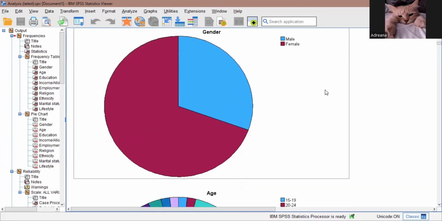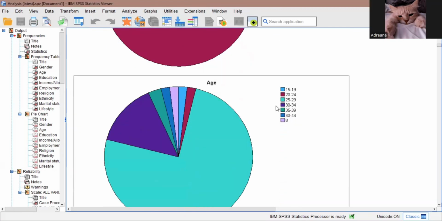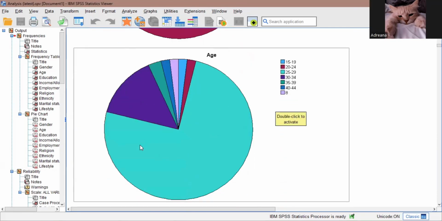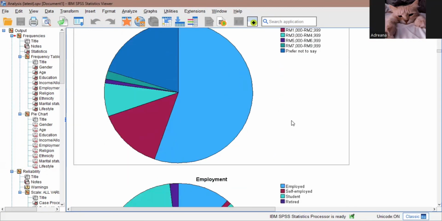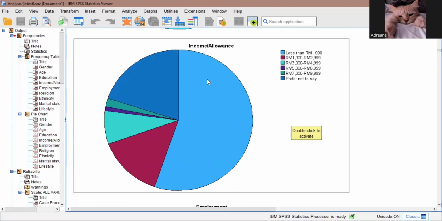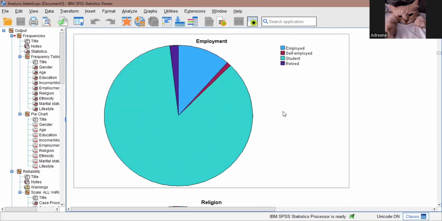And here is the pie chart for the respondent profile, which, as you can see, for gender, most of it is female, and then age, most of the respondents are between 25 to 29 years old. And then education, most of the respondents are in bachelor's degree. Next, we have income or allowance. Most of the respondents have income less than 1,000. And then the employment, most of them are students.